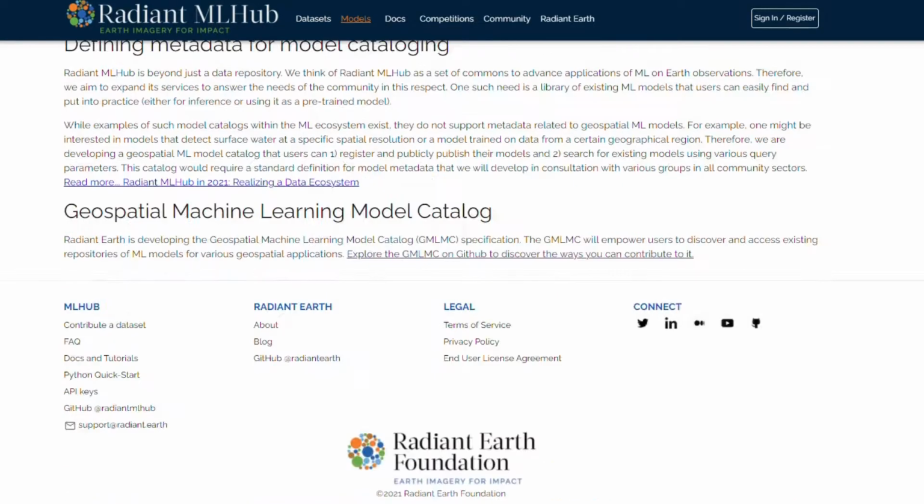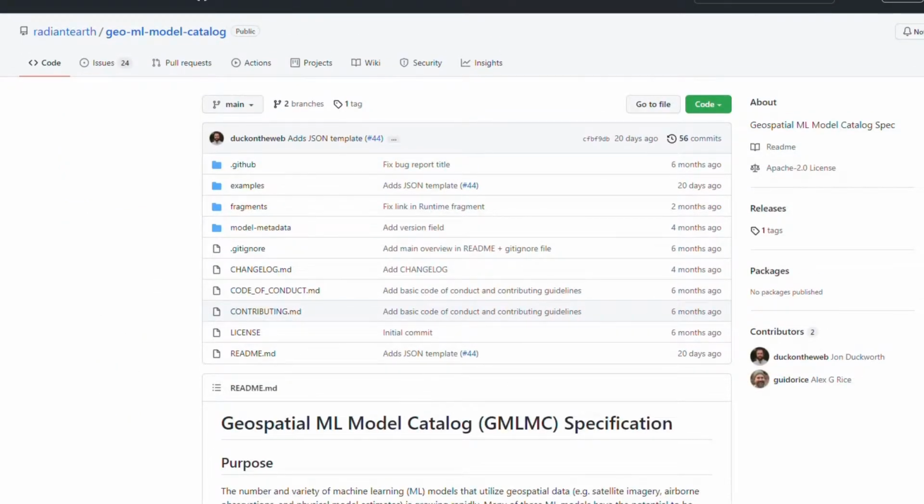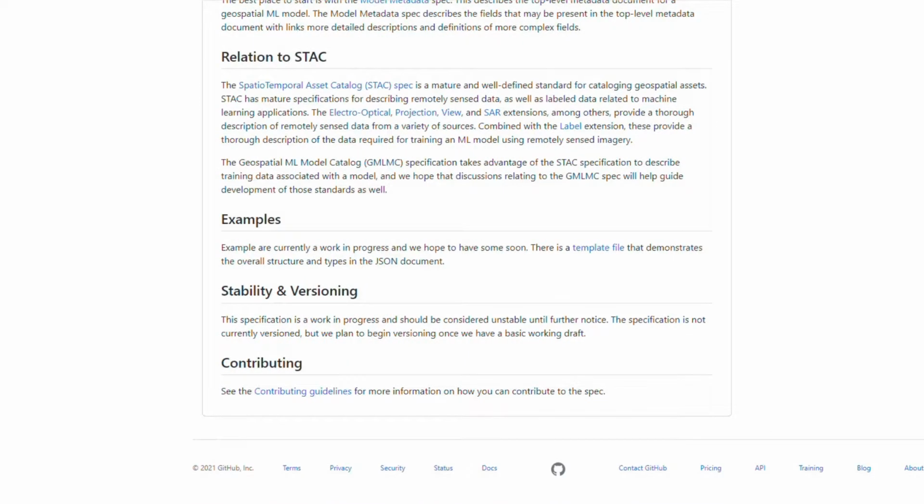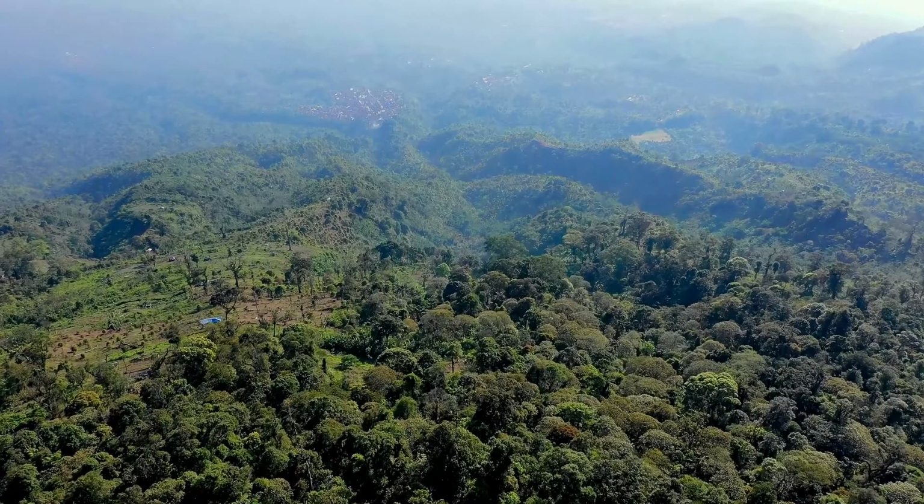The Geospatial Machine Learning Model Catalog, or the GML-MC, is really an attempt to document key metadata about machine learning models that operate on Earth observation, or EO, data in a way that makes them more discoverable and more usable for a broader audience.